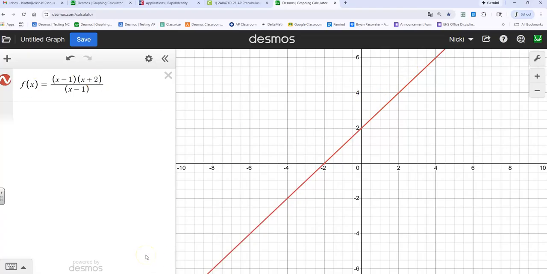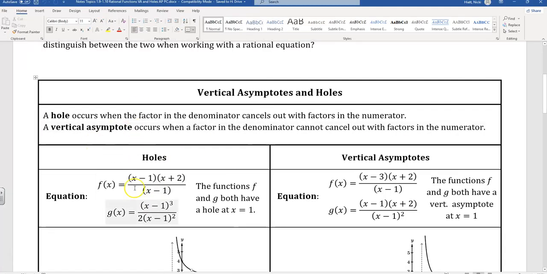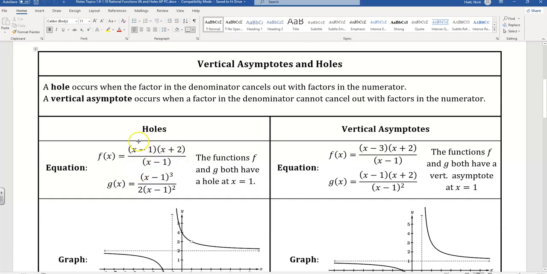Now, a lot of them you're not going to be able to use Desmos anyway, but if you can, you still have to kind of know where they're at to be able to find them. Here are a couple ways that you can have holes on a graph. The most common, the one that we probably saw in Math 3, is that your factor, x minus 1, cancels out on top and bottom.